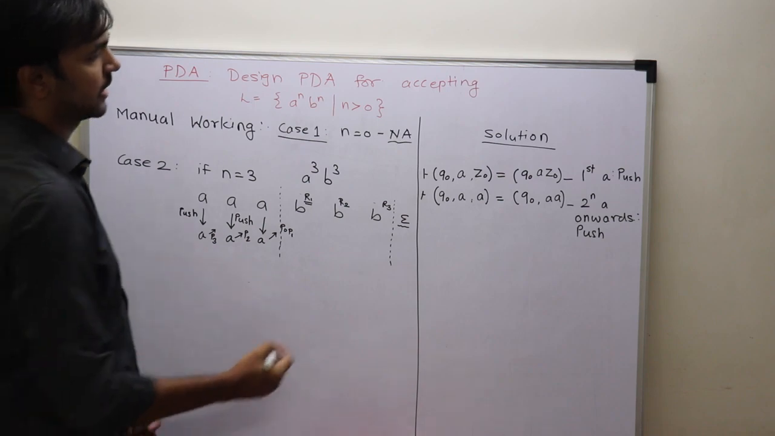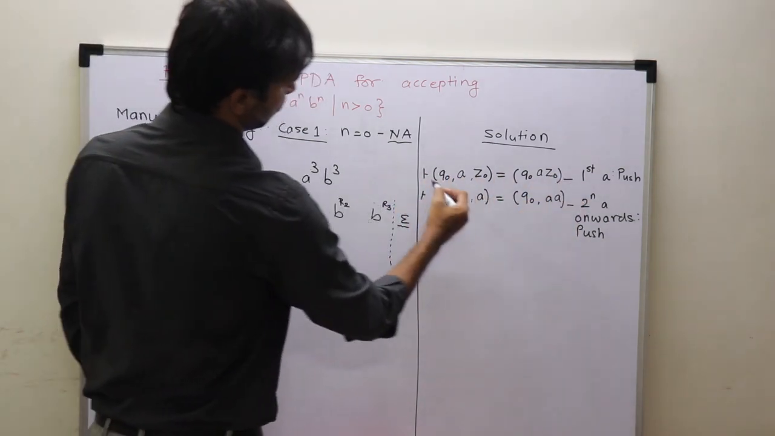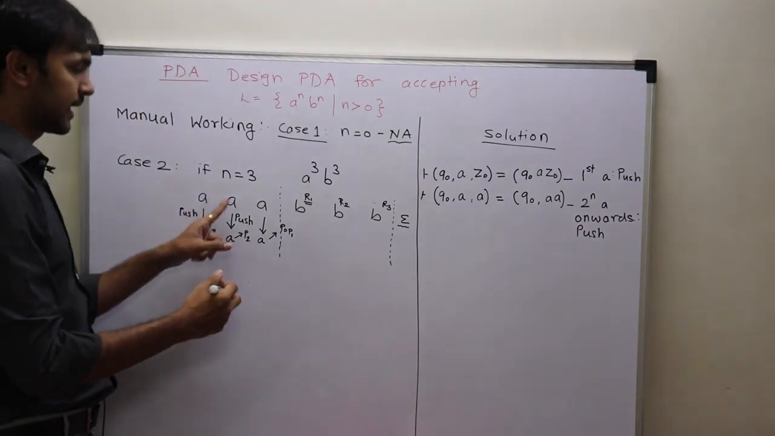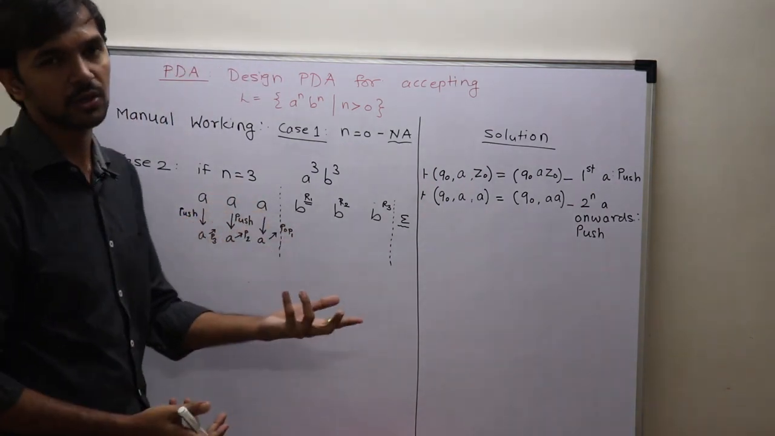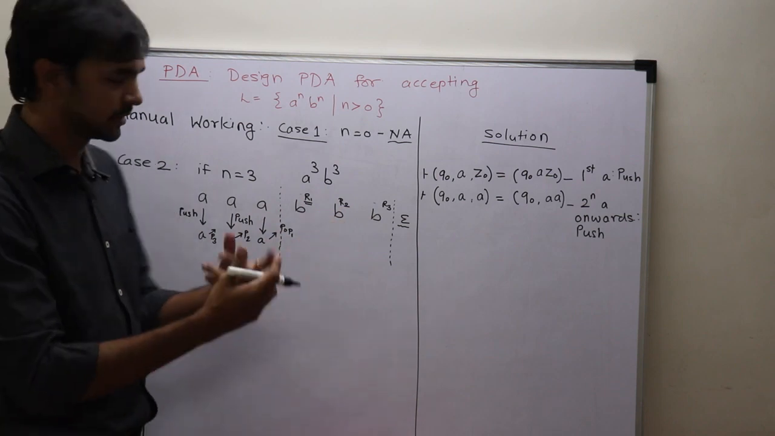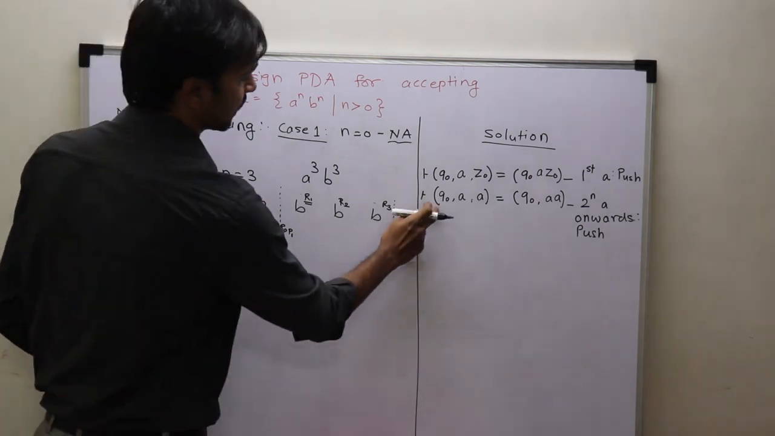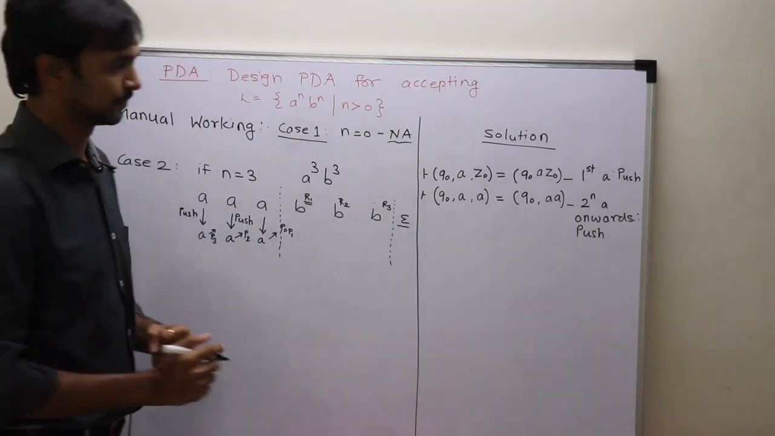So we can understand this particular transition is used to process only the first A of the string, not the second or third. If I take n equal to 100, or n equal to 1000, then the second, third and all remaining A's will be processed by this particular transition.